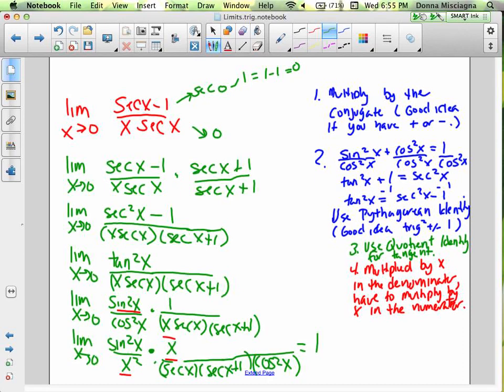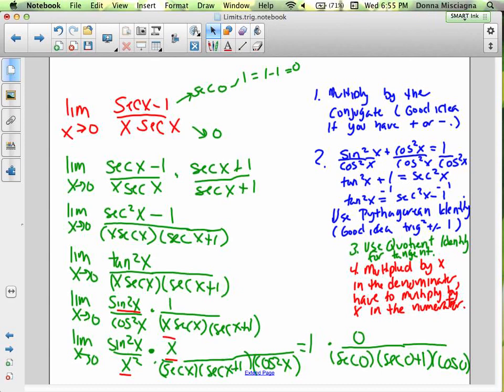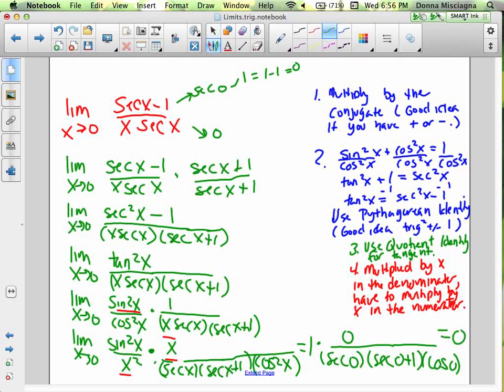Now we'll just plug into everything else. So times, we've got a 0 in the numerator. So long as we don't end up with a 0 in the denominator, things are fine. So we have secant 0 times secant 0 plus 1, and then we have cosine 0. Everything in that denominator is a 1. Secant 0, we already said, is 1. Actually, everything is a 1 except for one thing. Secant 0 plus 1, that's a 2. And then cosine 0, that's a 1. So we've got 1 times 0 over 1 times 2 times 1. So long as it's not a 0 in the denominator, it doesn't really matter what it is, because the numerator is 0. That is our limit.